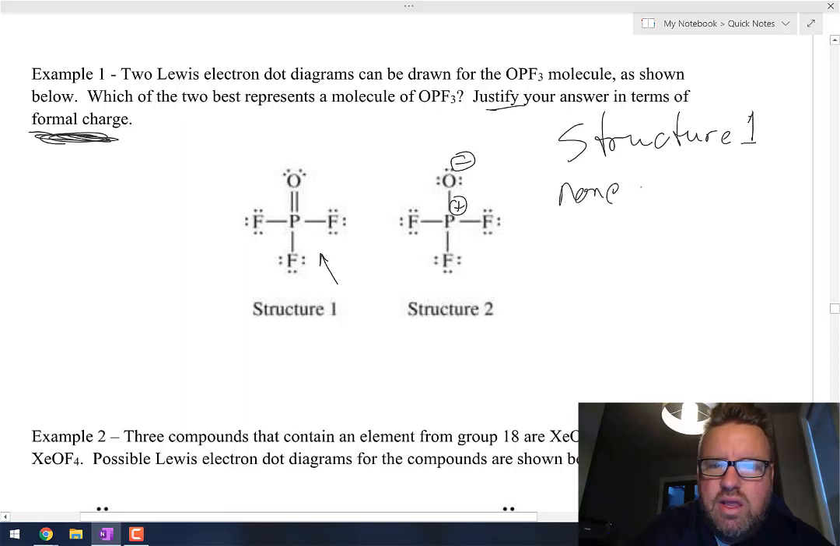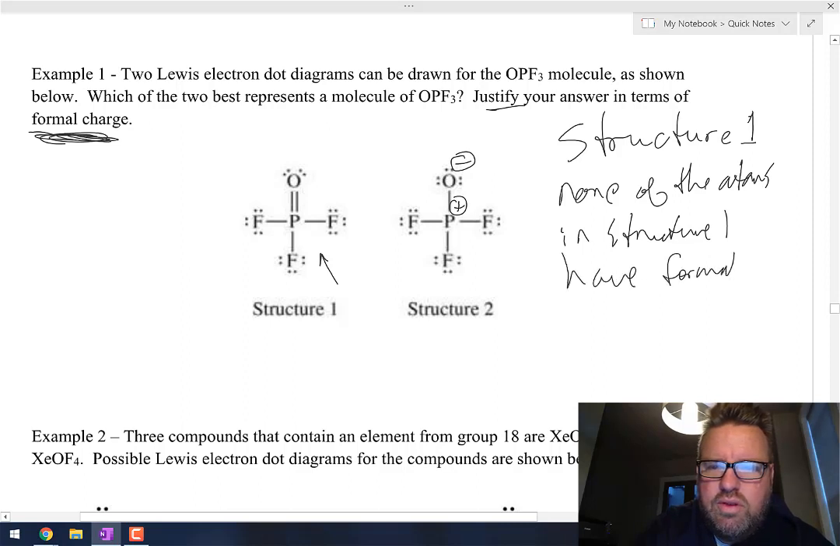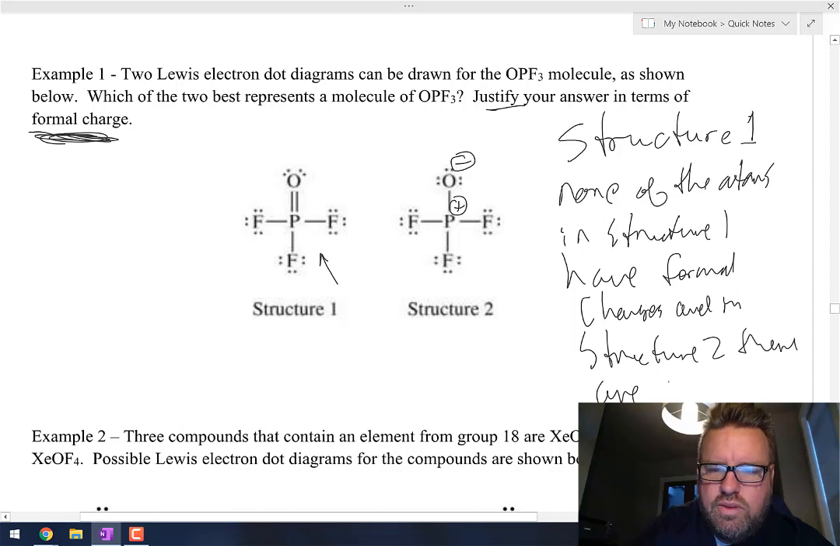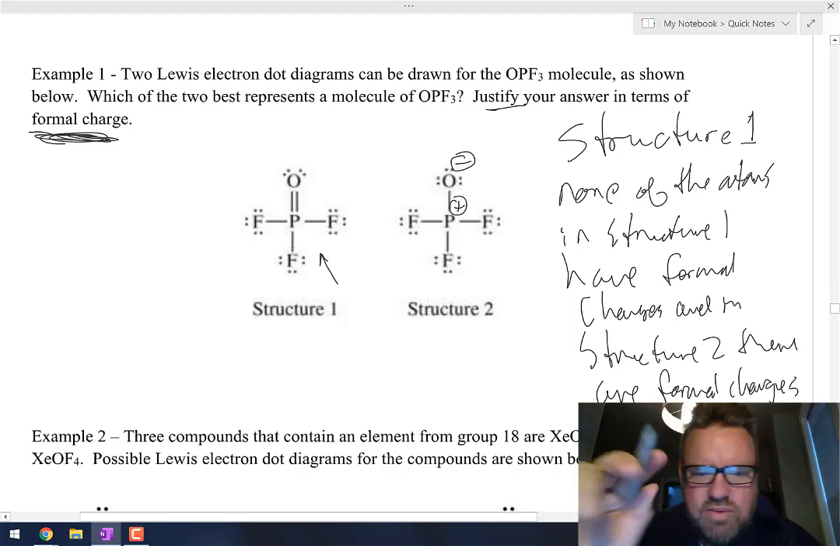Because none of the atoms in structure 1 have formal charges. And in structure 2, there are formal charges. Okay, hopefully you're listening to me since you probably can't read that.